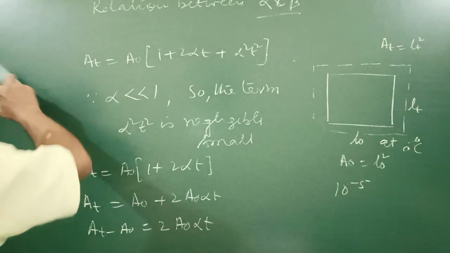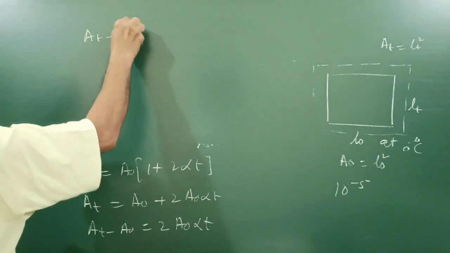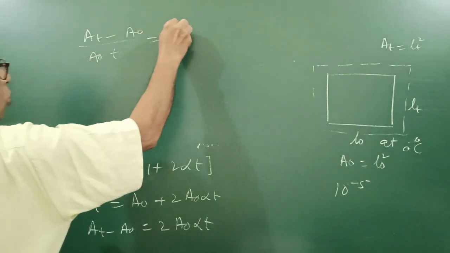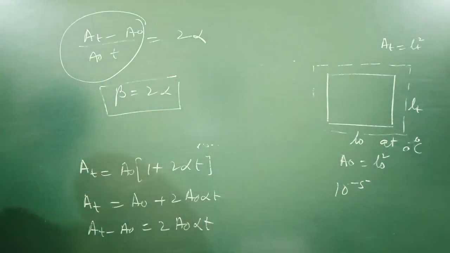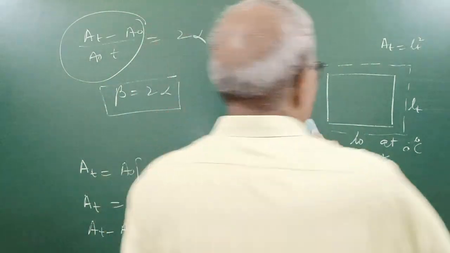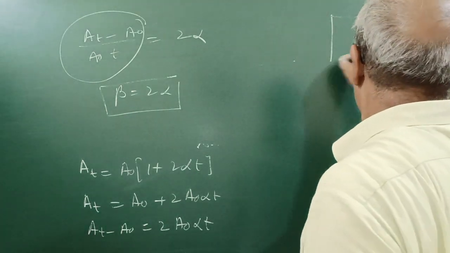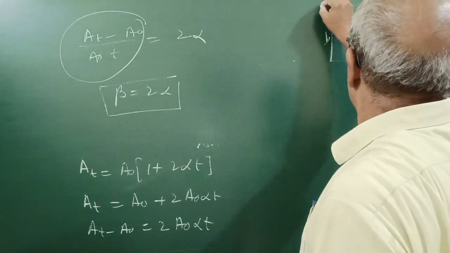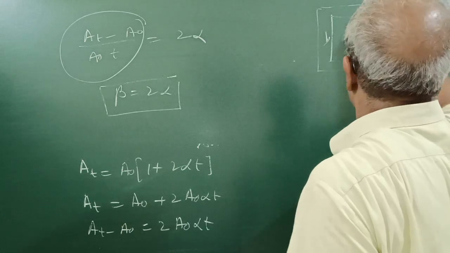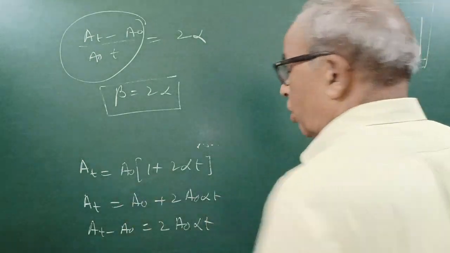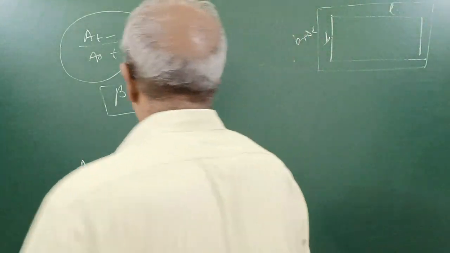And from here we get AT minus A0 upon A0 into T equal to 2 alpha. And what is this? This is beta. So beta is equal to 2 alpha. You can take a rectangular sheet also, with length L and breadth B. On temperature increase it becomes L plus delta L and B plus delta B, and when we expand the product you will get the same thing, and delta L into delta B will be negligibly small.